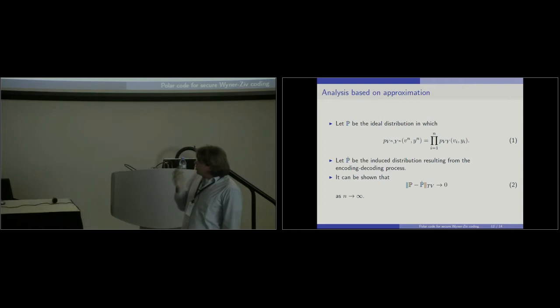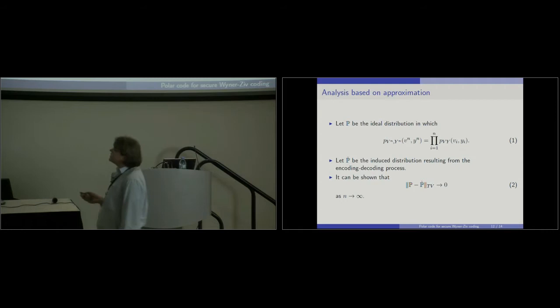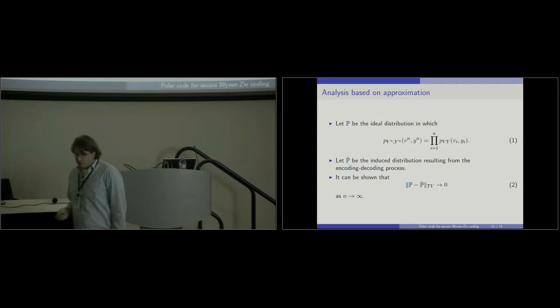The key step is to relate the induced distribution to an ideal distribution, which is the one we are interested in, and we denote by p hat the induced distribution from the encoding and decoding process as proposed. Then it can be shown that the total variation between the distribution induced by the code and the distribution which we are able to handle in the analysis for the constraints goes to zero as n tends to infinity. So this allows us now to do the analysis of the bounds with respect to the desired distribution. And then we can make this one arbitrarily close to the one, and then we are fine.